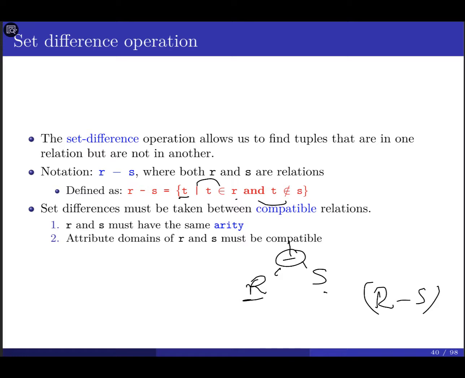I mean, let's say, the set operations covered here are union, difference, and later intersection. All three of them must satisfy the condition of union compatibility. That means they must have the same arity between the two relations, and also the attribute domains of the corresponding attributes must be compatible. Otherwise, we cannot do it.